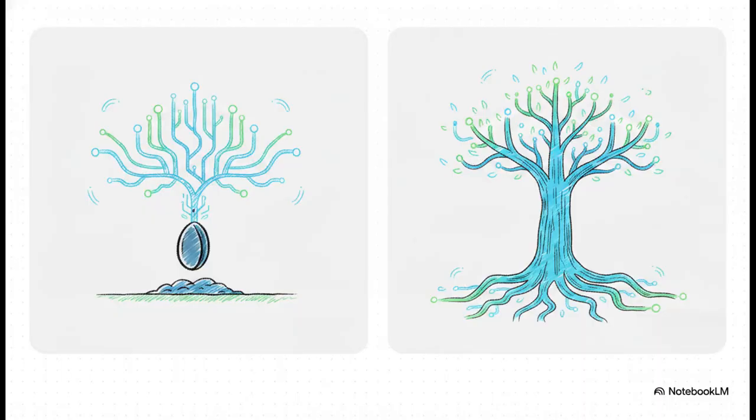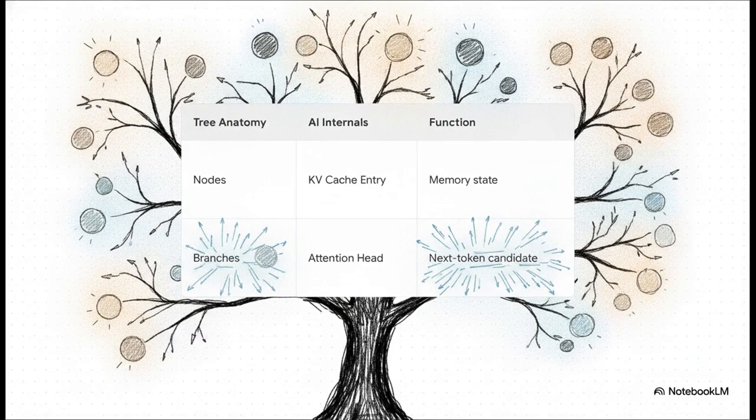Every tree has to start somewhere, right? Just like a seed planted in the ground, the AI's root state is planted using the system prompt and your initial message. This root embedding holds the initial context window that basically feeds the rest of the entire generation. So how does this translate to AI architecture? Well, the AI's memory at any specific step is stored in the nodes as a KV cache entry. You can think of it like a short-term memory sticky note.